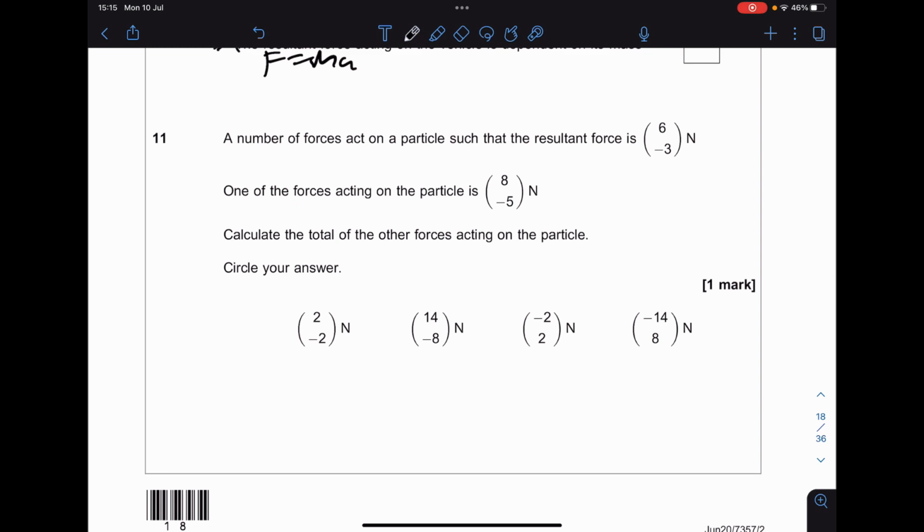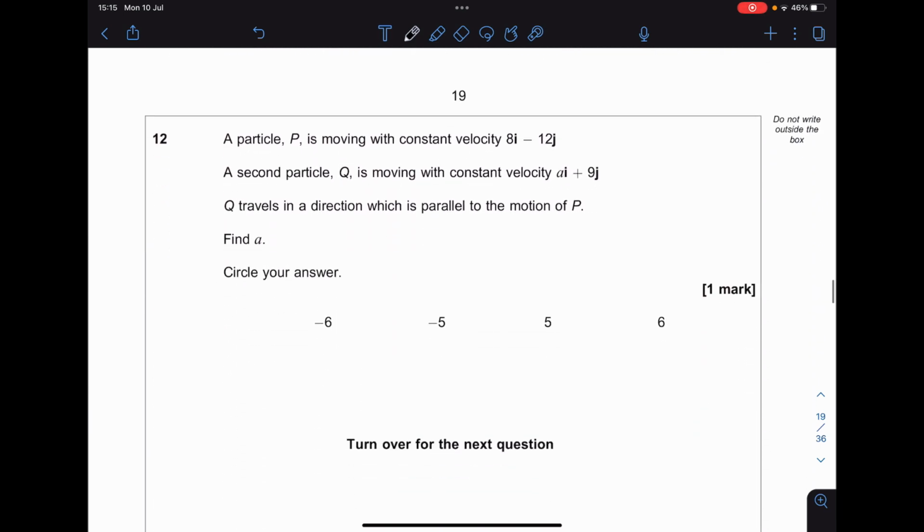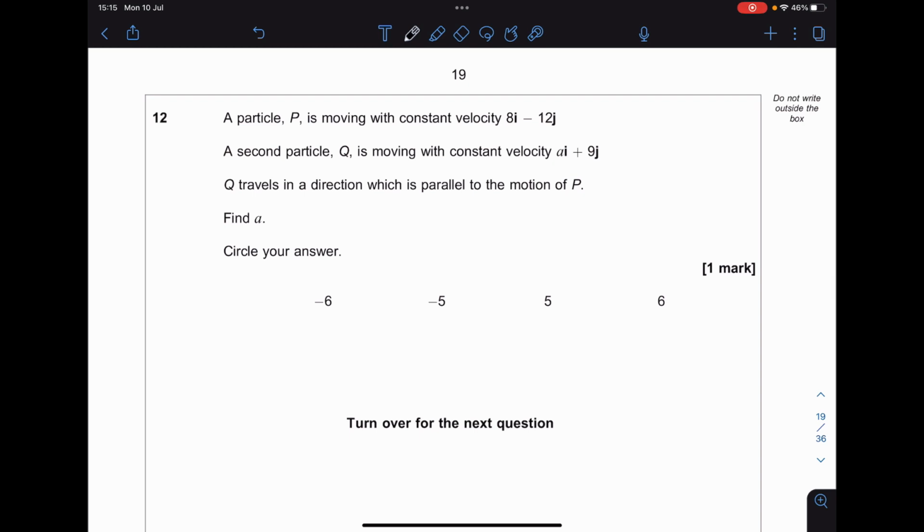A number of forces act on a particle. So we want to calculate the total of the other forces, such that the resultant is this. So 6, minus 3 has got to be 8, minus 5 plus some vector. How do we get there? Well, I need to minus 2 from the top and add 2 to the bottom. So that's going to be this one here. Just that little equation helps you sort a lot of things out. It's only 1 mark. You don't have to do much working for it at all.